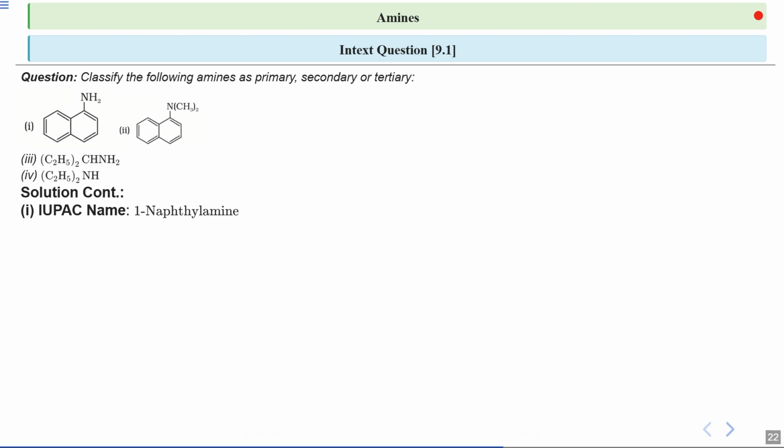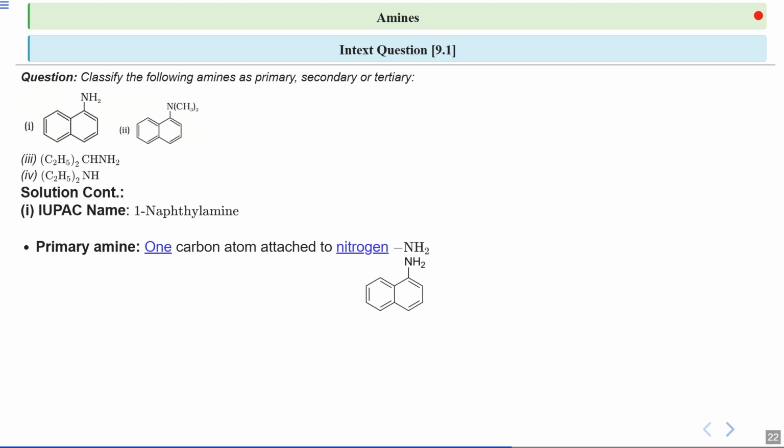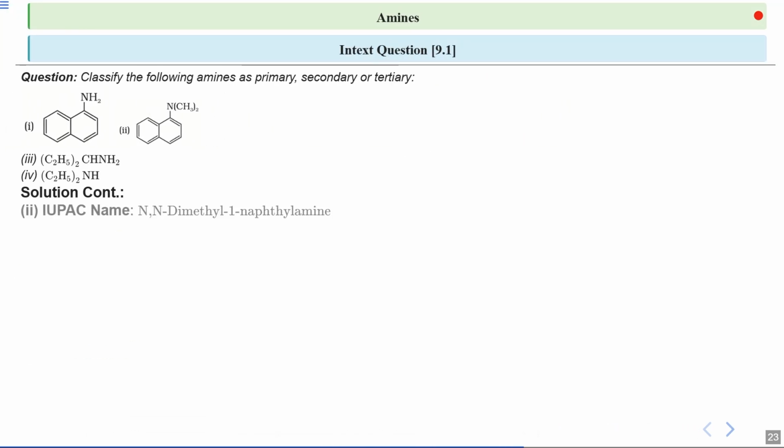Now, will you tell me, is it primary, secondary or tertiary? Of course, it is a primary amine, because the nitrogen atom is attached to only one carbon atom and two hydrogens forming an NH2 group. So if you'll see, only one of the hydrogens is replaced by this carbon of the naphthalene ring. So this is a primary amine. Okay. Next, we will see another example.